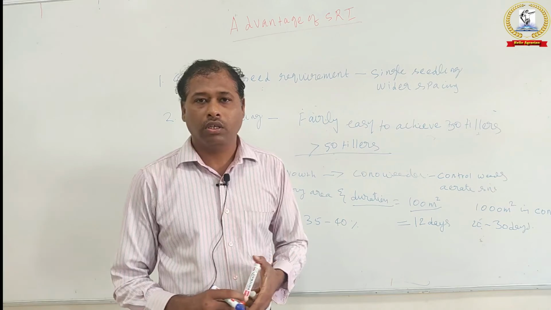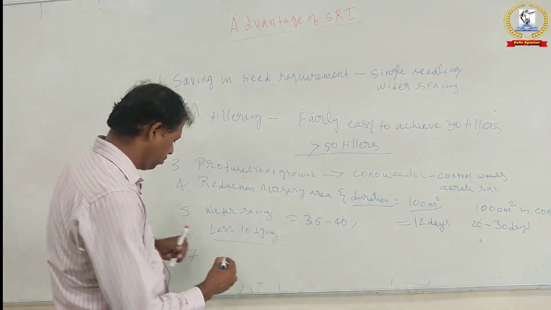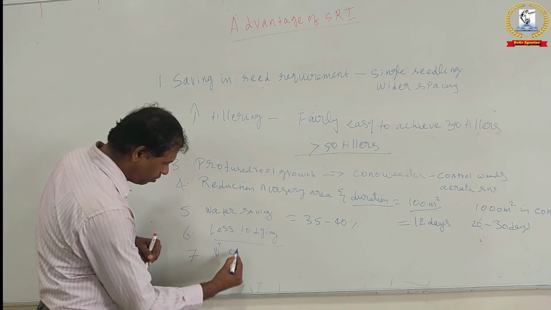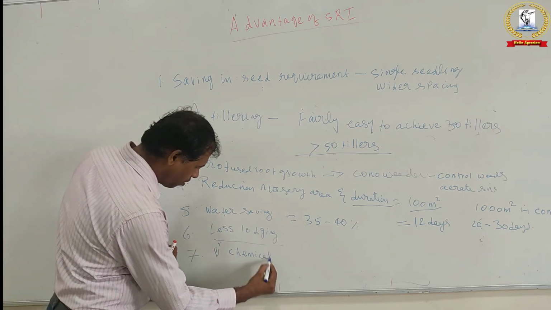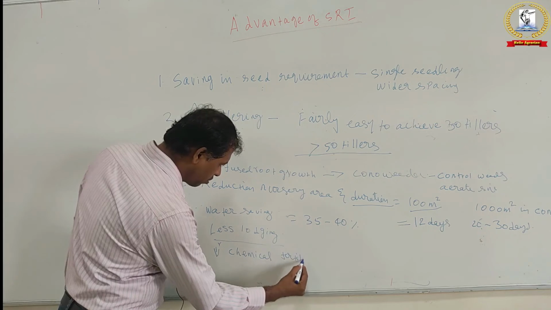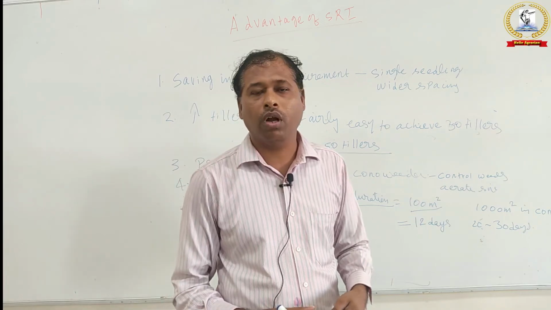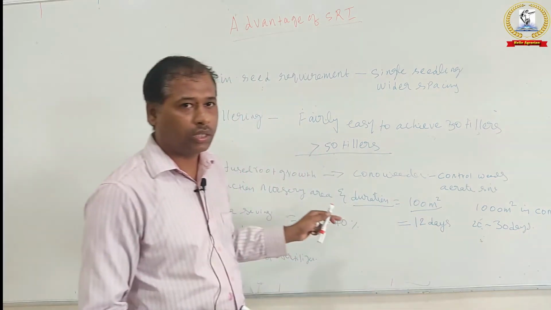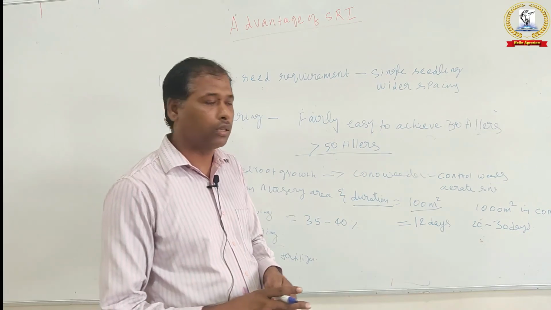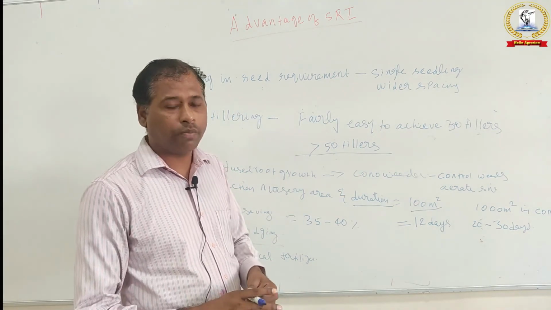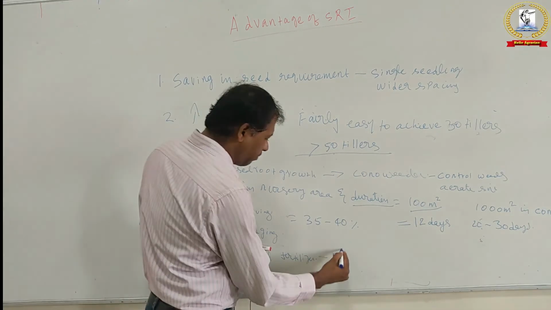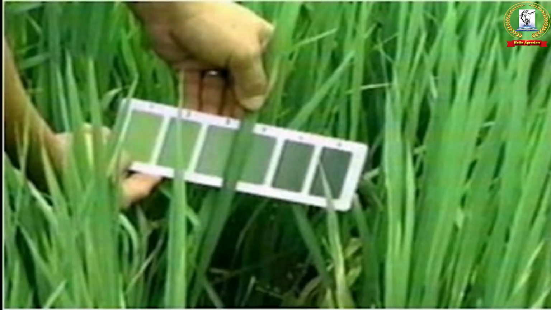Seventh advantage is reduced chemical fertilizers. Since SRI uses more organic manures, it decreases the rate of chemical fertilizer application. Another thing is that for nitrogen management we use a leaf color chart. That means only when plants require nitrogen do we apply fertilizers.